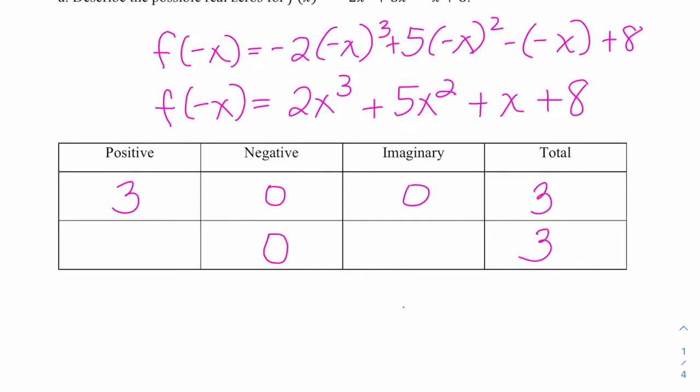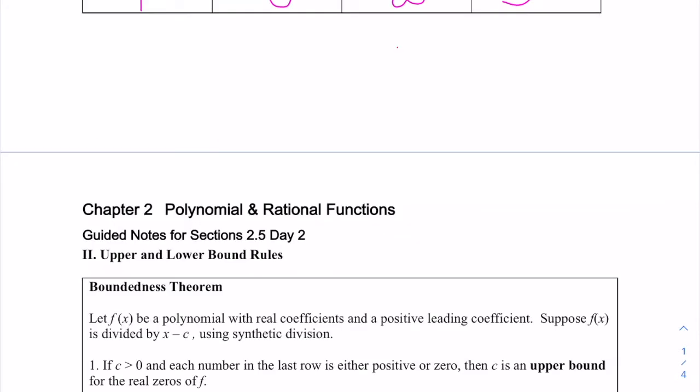Okay? Well, we know that imaginary numbers, complex conjugates, occur in pairs. So it is possible that we have 2 imaginary roots and 1 positive. Remember, those have to occur in pairs, so the positive real roots decrease by an even number.